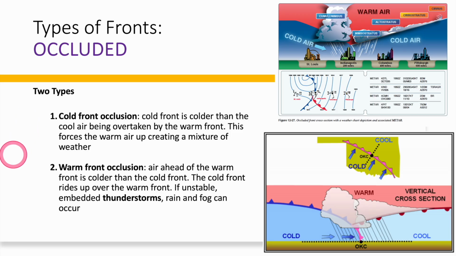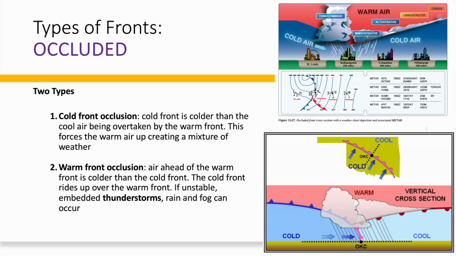So with an occluded front, you can have two different types: cold front occlusion or warm front occlusion. So in a cold front occlusion, the cool air is overtaken by the warm front. Just think of this as like a sandwich. So either way, on a cold front occlusion, you're going to have cool air, a warm front trying to replace that, and then a cold air mass traveling fast and trying to overtake that. The opposite can occur. You can have a warm front occlusion in which you have warm air, a cold front overtaking that, and then a warm air mass behind it. So it's called occluded because it's isolated or kind of cut off and being sandwiched by the other air around it.